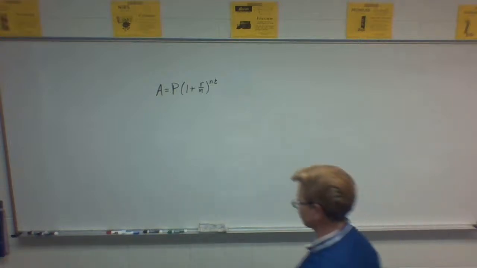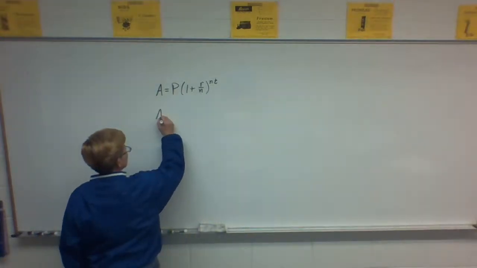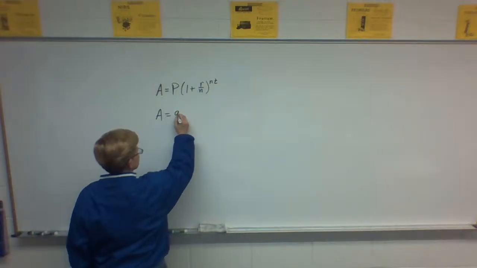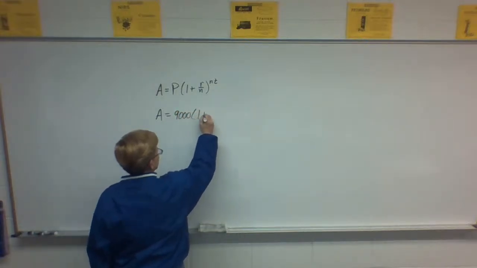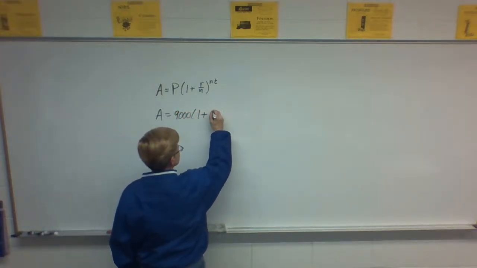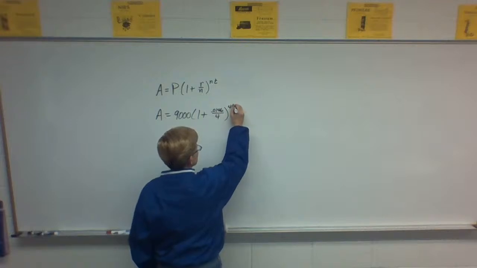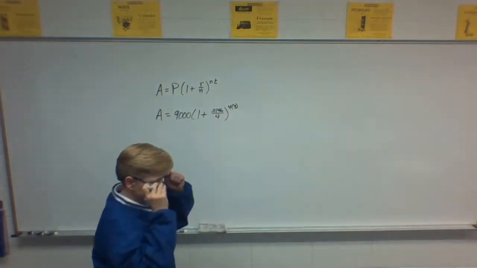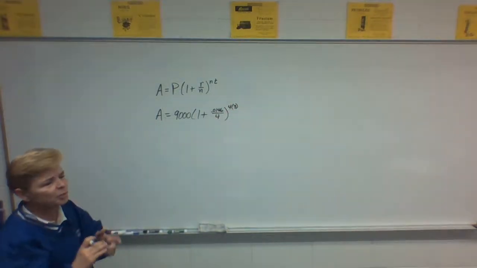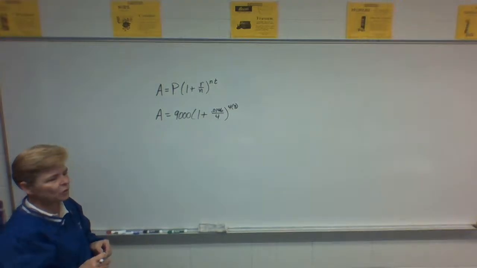So we put all the stuff in here. A equals, what did we invest? 9,000 times 1 plus, what was the rate as a decimal? 0.0146, divided by 4, raised to the 4 times 3. You could put a 12 here if you can do the arithmetic, but this shows all the pieces. Do you all see how we got that out of the words?